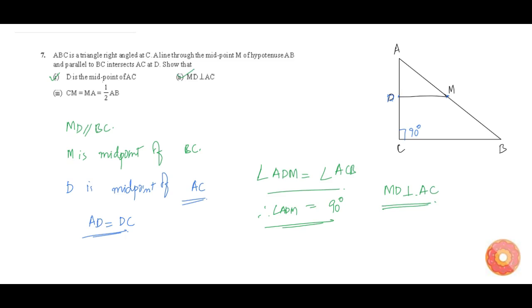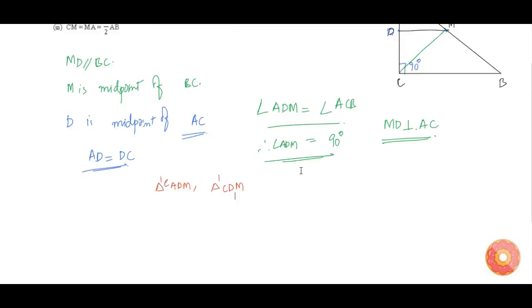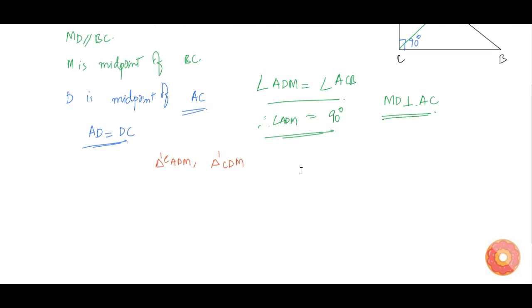Now let us see the third part of the question. The third part of the question is we need to prove that CM is equal to MA is equal to half of AB. Now I am drawing CM here. Now let us consider the two triangles, triangle ADM and triangle CDM. Let us see if these triangles are congruent.